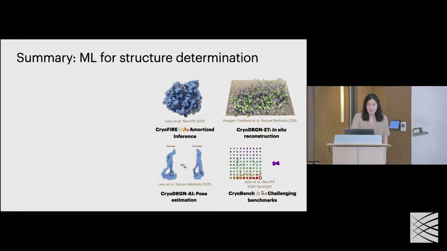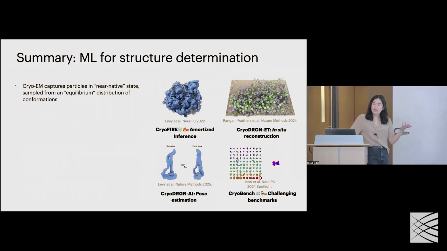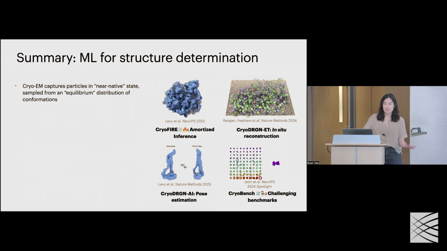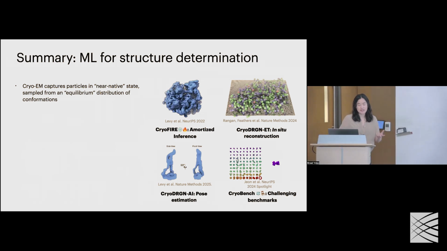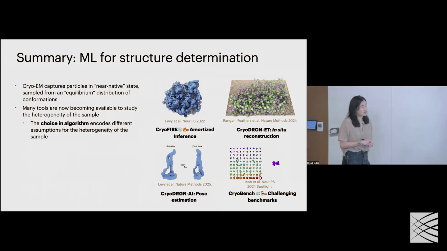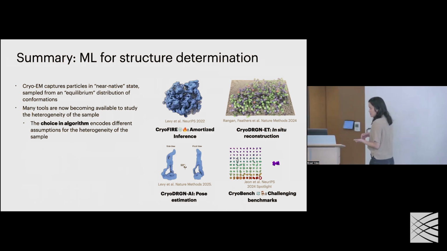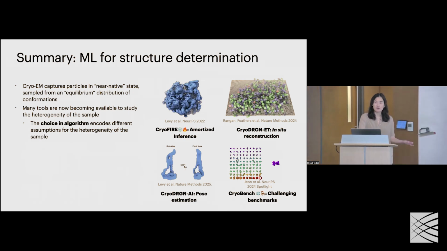Cool. And so to summarize, again, just recapitulating some of the things that Rish said. Cryo-EM and cryo-ET are particularly interesting modalities since we capture this new type of data where molecules are in a "near native" state sampled from an "equilibrium" distribution of conformations, where these quotation marks are the caveats due to sample preparation. There are now many tools, in addition to cryoDRGN, becoming available to study heterogeneity in cryo-EM. So as a practitioner, the choice of algorithm encodes a lot of different assumptions about the heterogeneity that you might visualize from the model. And so that's always important to keep in mind.